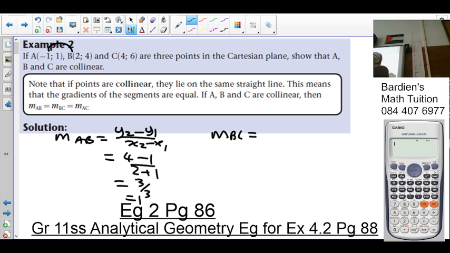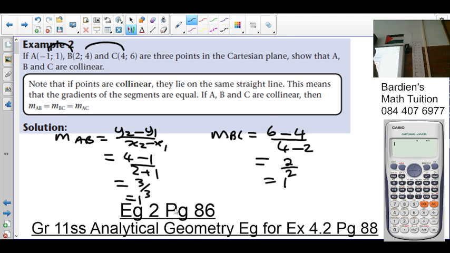Change in y over change in x. Again, I don't have to write the formula down again. Okay. So it's going to be 6 minus 4 over 4 minus 2. I'm going with those points there. Okay? 6 minus 4 is 2 over 2, which is 1.